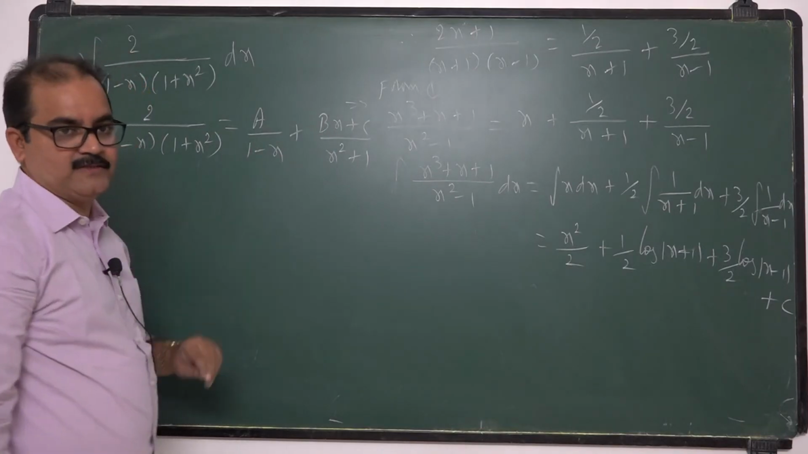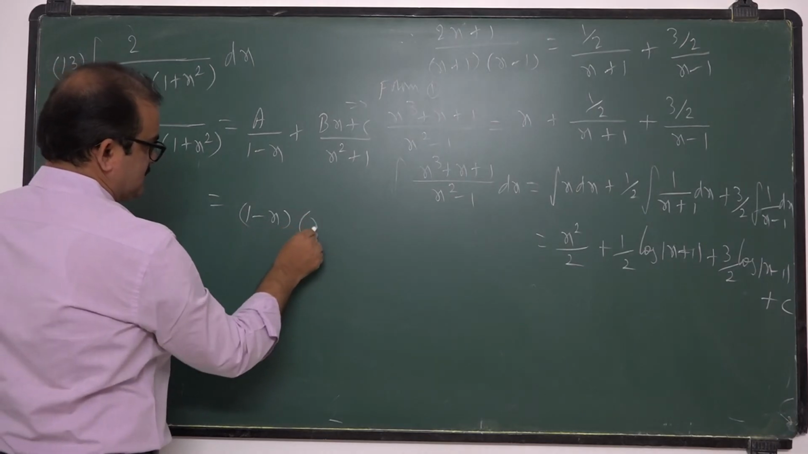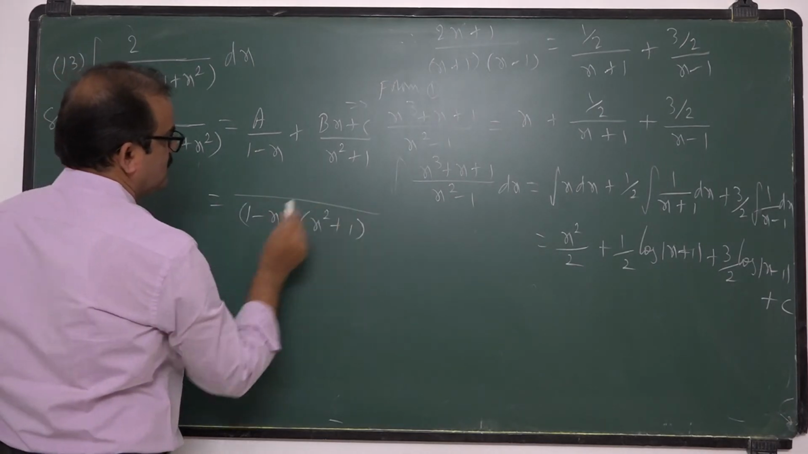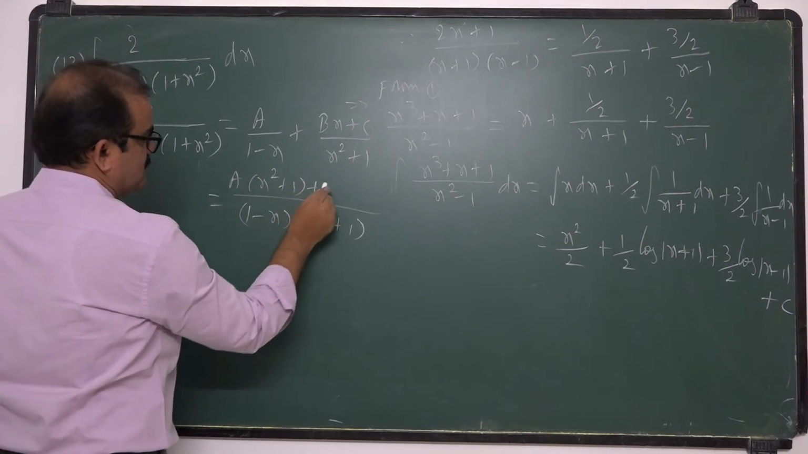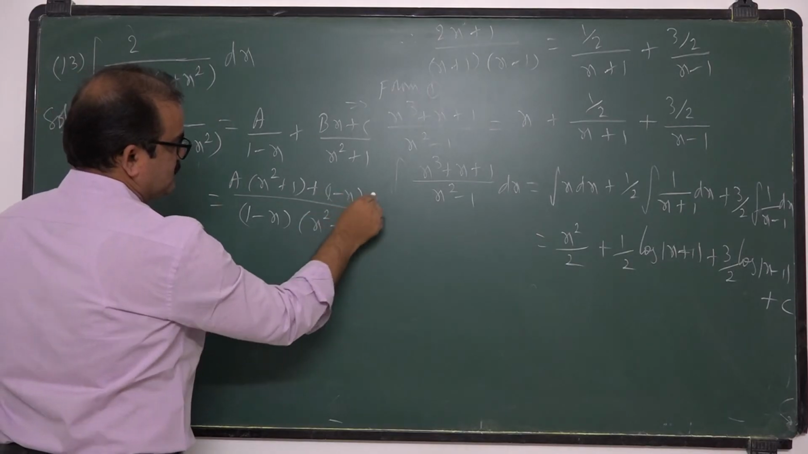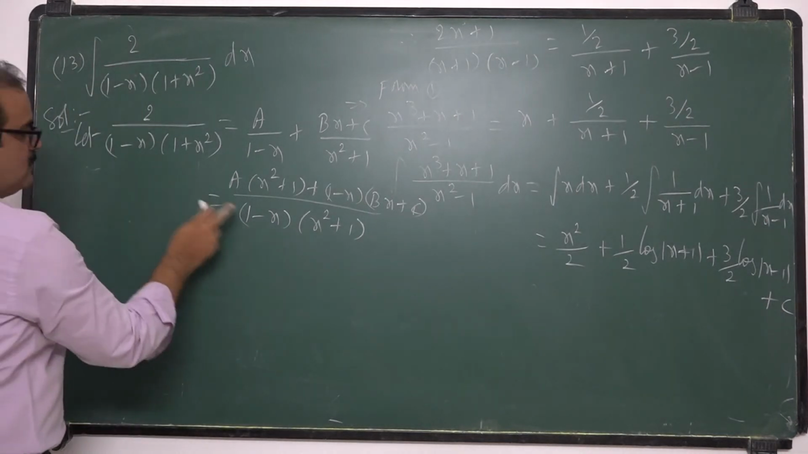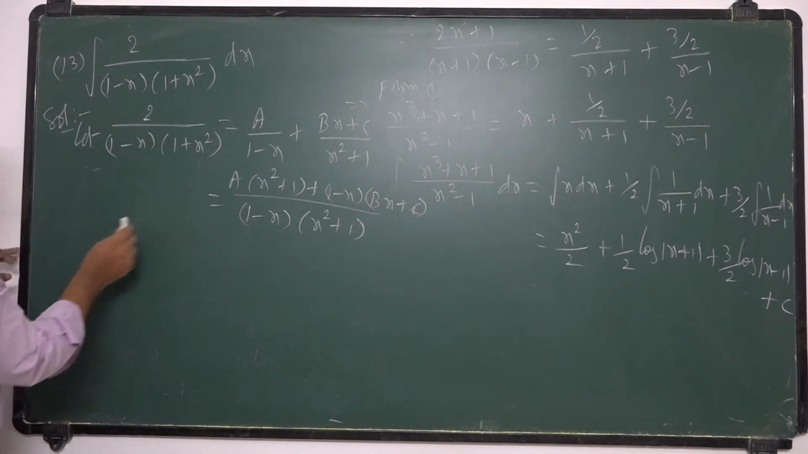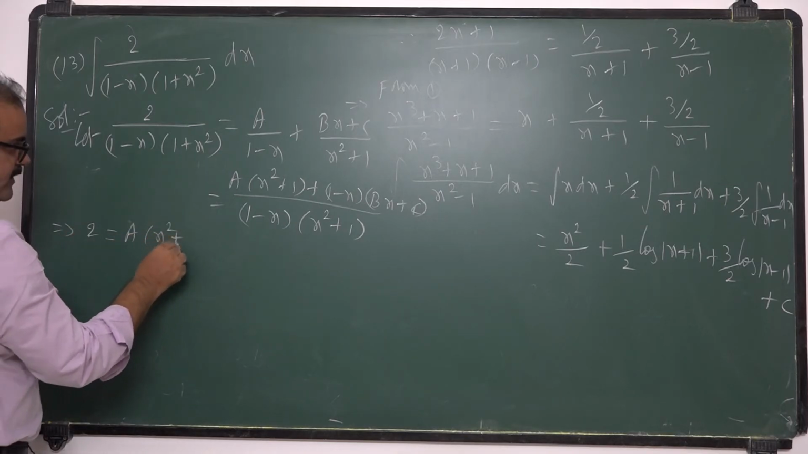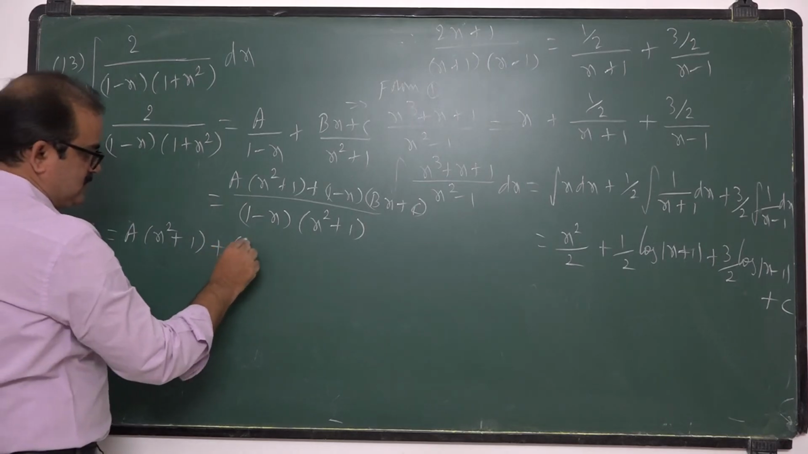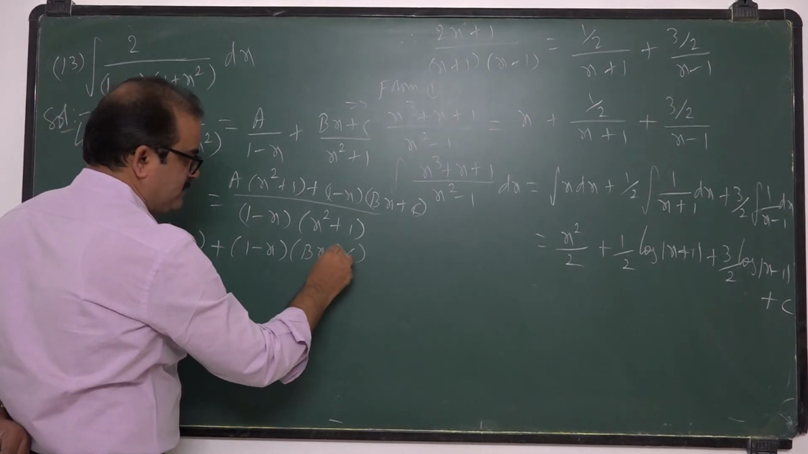Now find the values of A, B, C. What is the LCM here? 1 minus x into x squared plus 1. In the numerator, A into x squared plus 1 plus (1 minus x) into (Bx plus C). Denominators are the same, so equate the numerators. 2 is equal to A into (x squared plus 1) plus (1 minus x) into (Bx plus C).